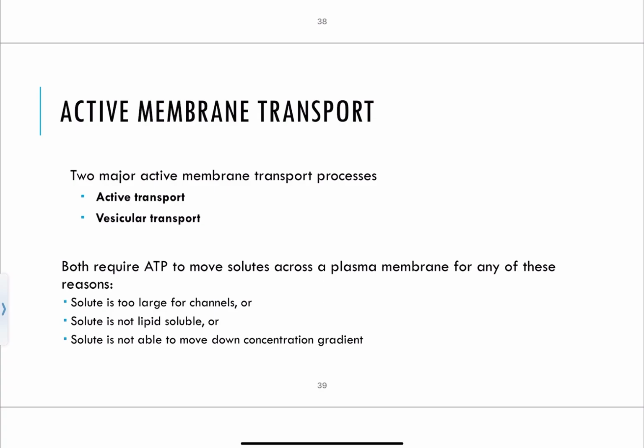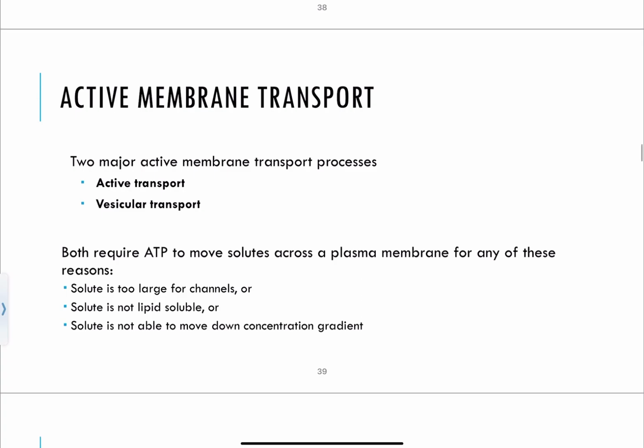So we have two major active membrane transport processes, and this is kind of confusing because one type of active transport is called active transport. The other type of active transport that requires energy is vesicular transport. Again, both are going to require ATP in order to move the solutes across the plasma membrane, and a couple of reasons why they can require energy is if the solute is too big for the channels, if the solute is not lipid soluble, or like I said, if we're trying to move the solute against its concentration gradient.